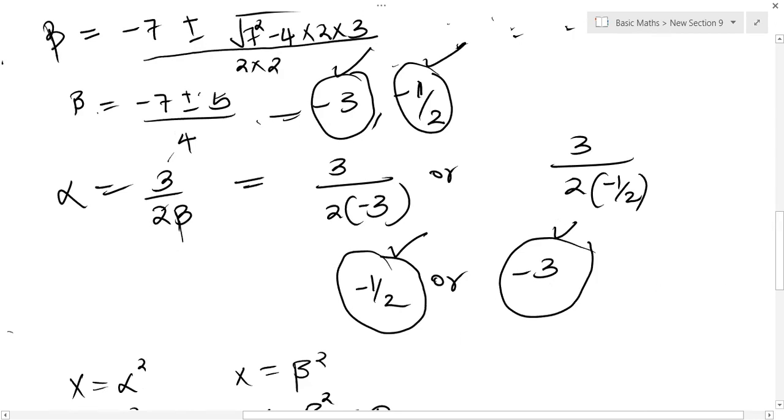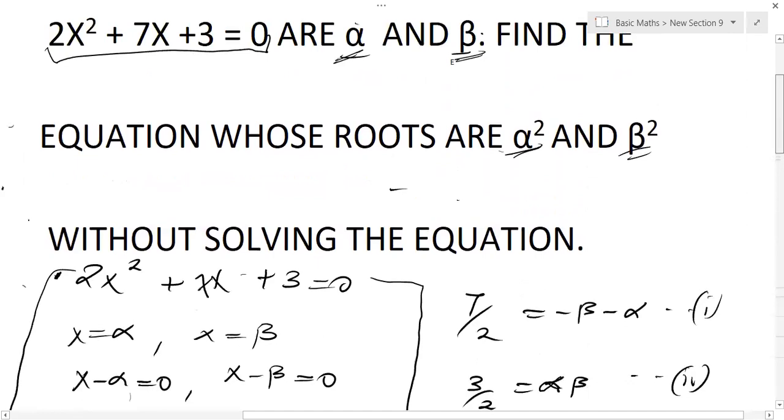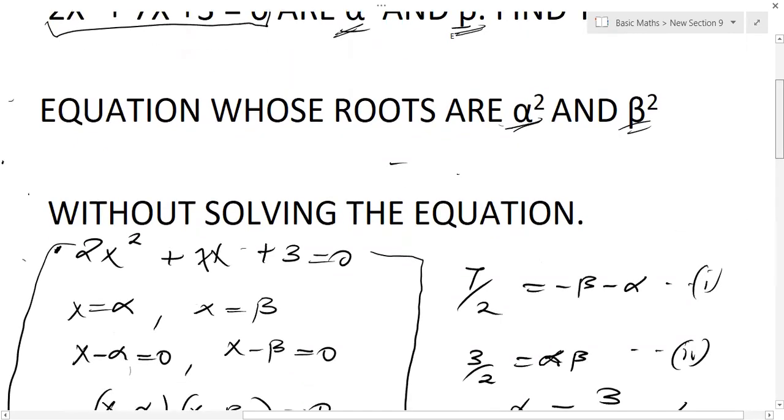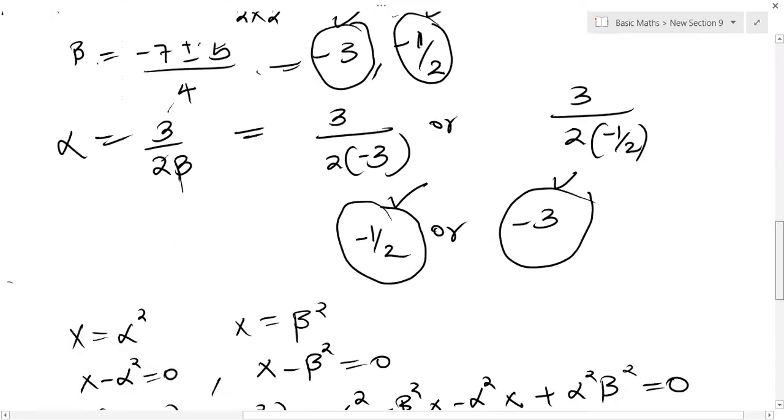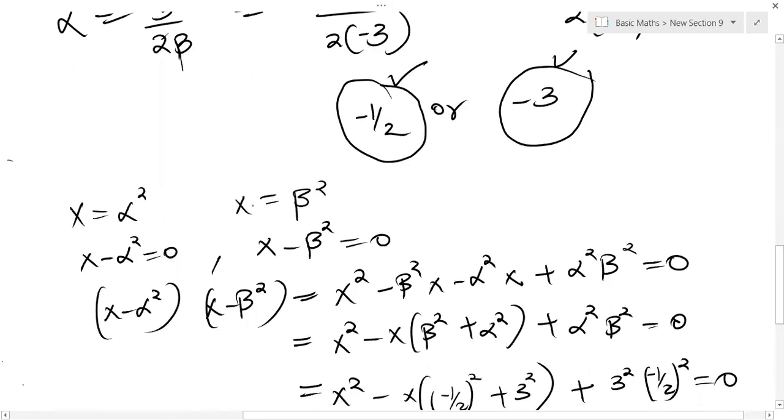Now, the question wanted us to get the equation whose roots are alpha squared and beta squared. Now, when you're given the roots of an equation, you can get the original equation. So we're being told that the roots are x is equal to alpha squared, x is equal to beta squared. So bringing this to the other side, we have x minus alpha squared is equal to zero, x minus beta squared is equal to zero. Then we can multiply these so that we get the original equation. So multiplying these two will give us x squared minus beta squared x minus alpha squared x plus alpha squared beta squared. This is the original equation.